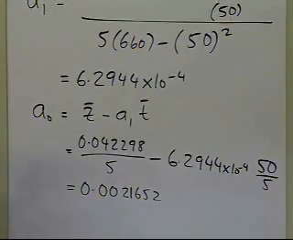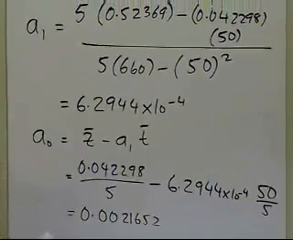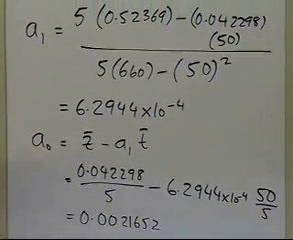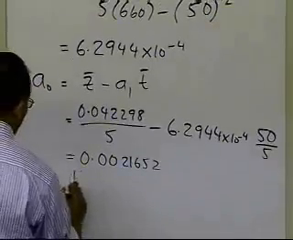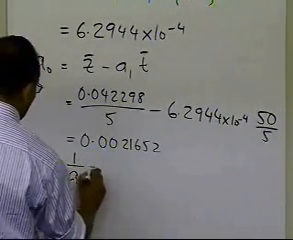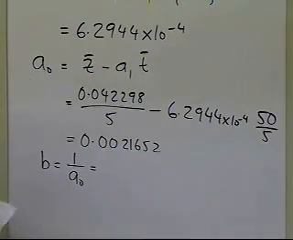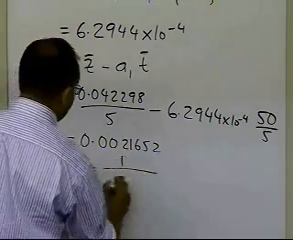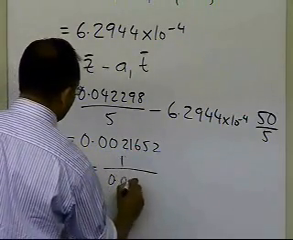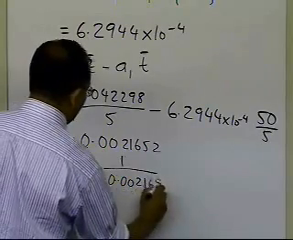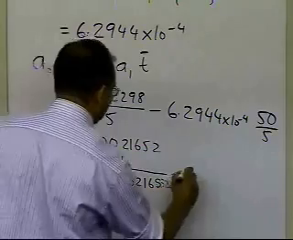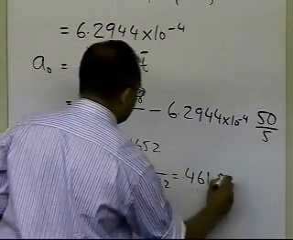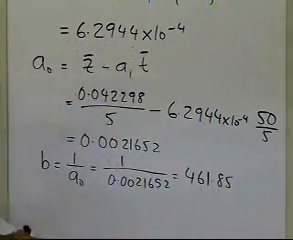So these are the constants which are coming from the z versus t data formula, but that's not what we are looking for. We are looking for the values a and b of the harmonic decline curve, and we know that b is nothing but 1 divided by A0. So it will be 1 divided by 0.0021652, and that value turns out to be 461.85. So that's what I get for the value of b.